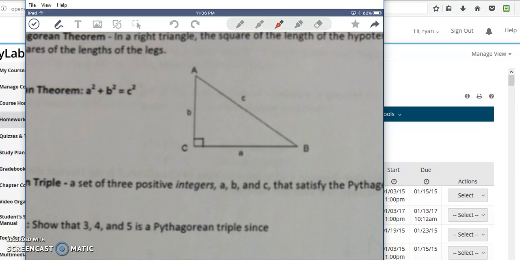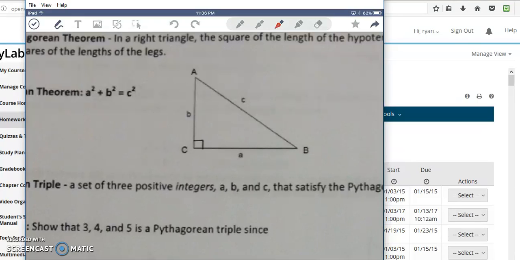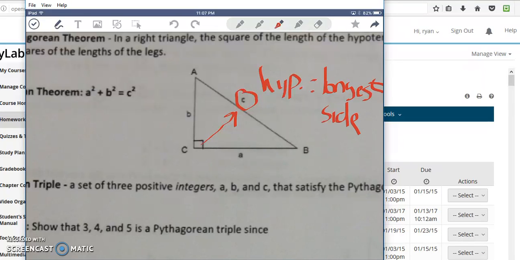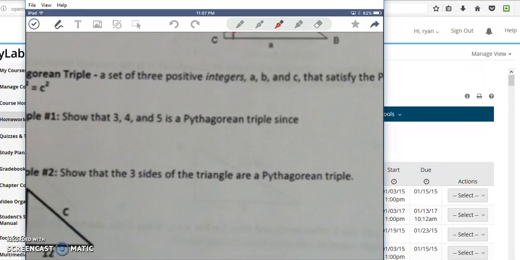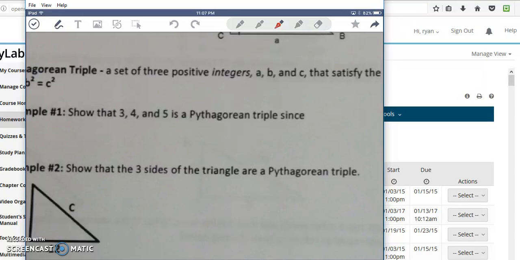Now, when it comes to the a, b, and c, c is always the hypotenuse and is always directly across from the right angle. So you'll also note that the hypotenuse is always the longest side. Okay, so the hypotenuse is always the longest side. So let's look at that in our first example. Show that 3, 4, and 5 are a Pythagorean triple. It doesn't matter which one of these are a and b. We just know that the longest side is always c.